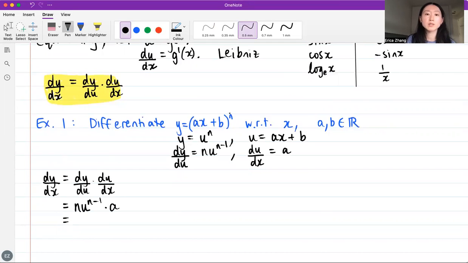Okay, and because our original function was a function of x, we can't express our final result using a u, right? We need to write it as a function of x. So n times ax plus b to the power of n minus 1 multiplied by a. I'm just going to put the a in front here. So that's our result.